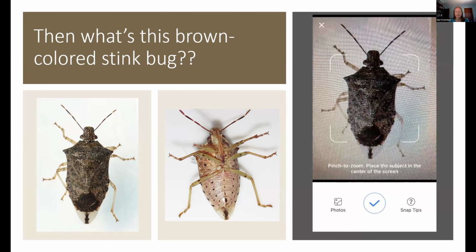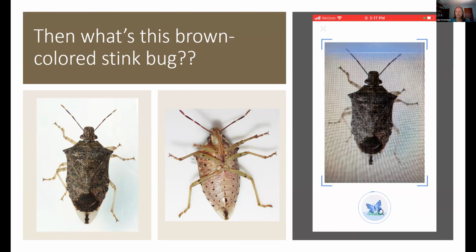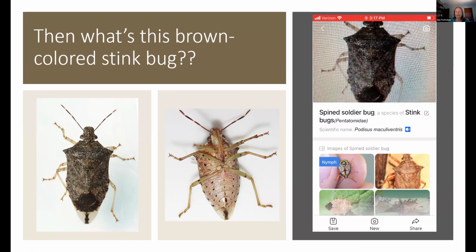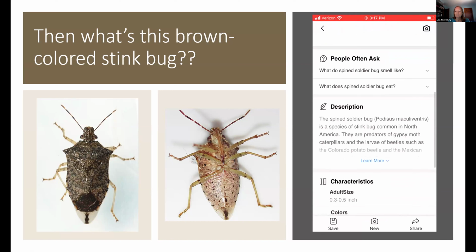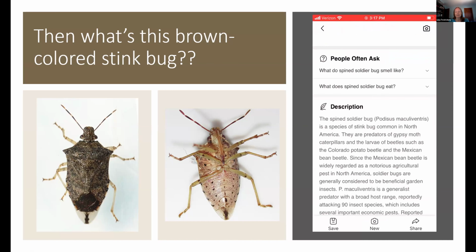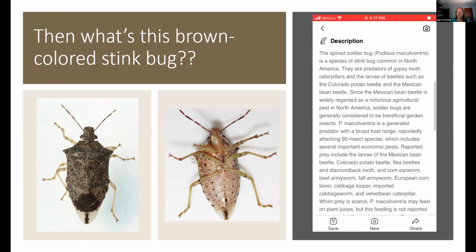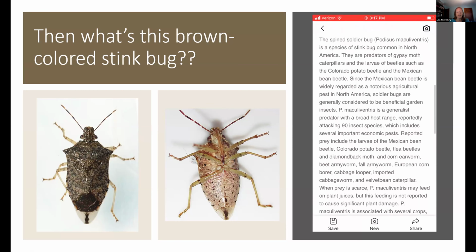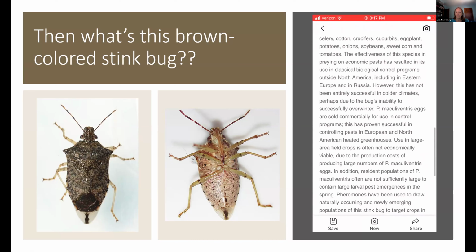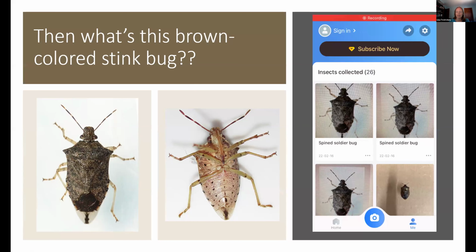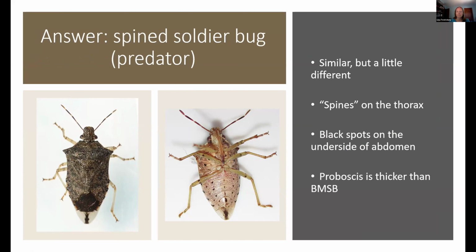There we go. Take a look at this one closely, it gives it a scan. I've just been doing this with birds lately. And there it is. It's a spined soldier bug. So the first one we looked at was a pest of plants. This one is a predator of insects. So this would be considered a beneficial or a natural enemy. So it's similar, but a little bit different, as we said before.